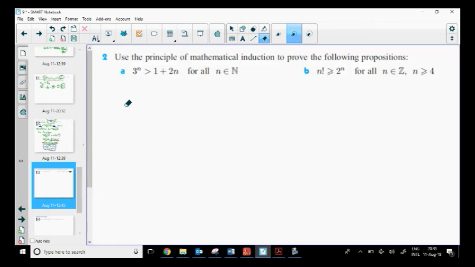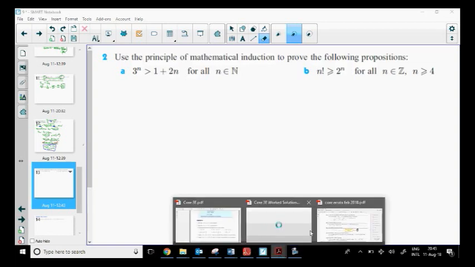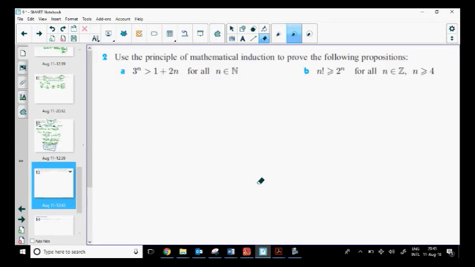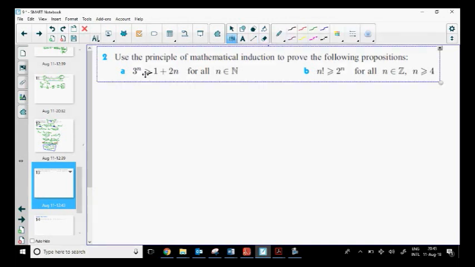All right, the next type of induction we're going to look at are inequalities. They're a little weird, and I have to warn you, typo alert, typo in our textbook. Exercise 9B.3a, number 2a should read 3 to the n is greater than or equal to 1 plus 2 times n. So we are going to fix that in our screenshot from the textbook right now.